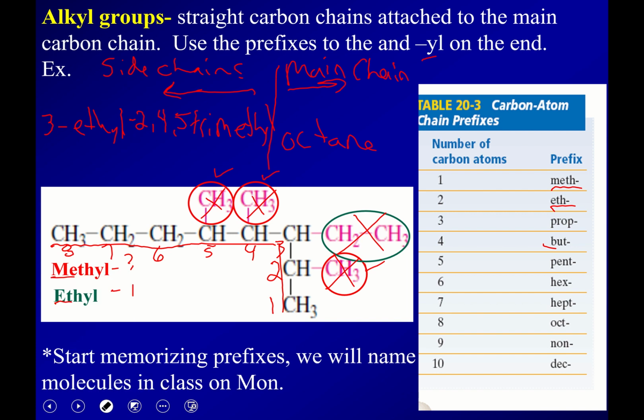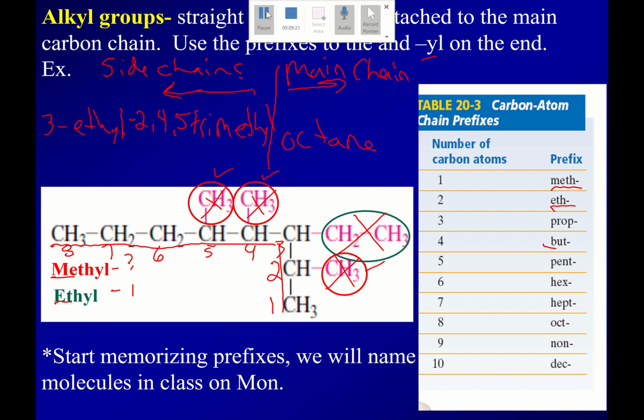Okay, and don't worry about the punctuation and whatnot. Not a big deal. But there's commas in between here, and there's some dashes. So 3 ethyl, 2, 4, 5 trimethyl octane. All right, good luck.